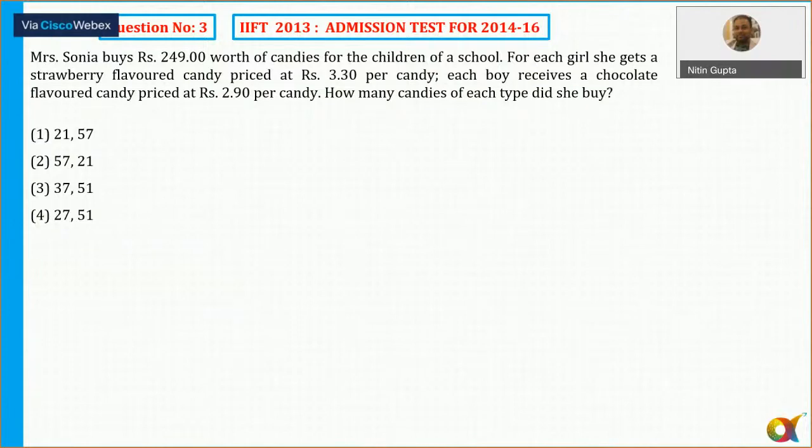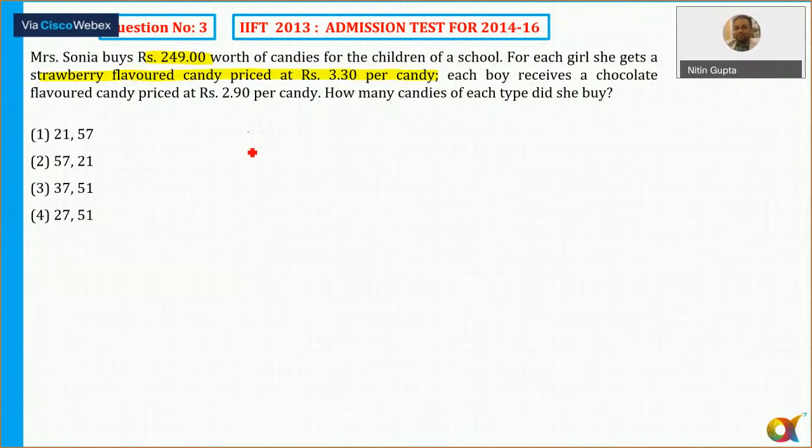Let's come to question number 3. Again, a very interesting question. In fact, there were a lot of questions in this paper actually, जो कि option से ही solve हो सकते थे easily. Like this question also. It's Mr. Sonia by 3.30 per candy. So हर girl के लिए 3.30.